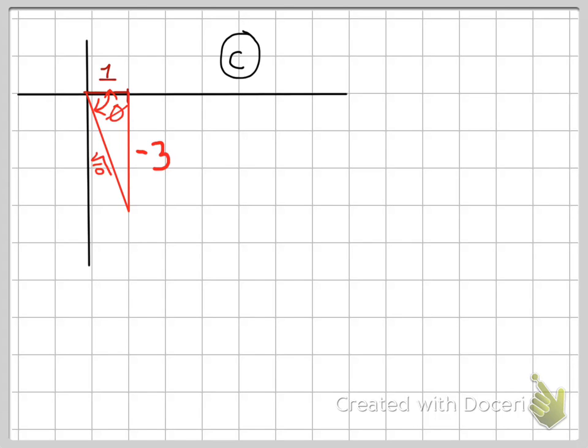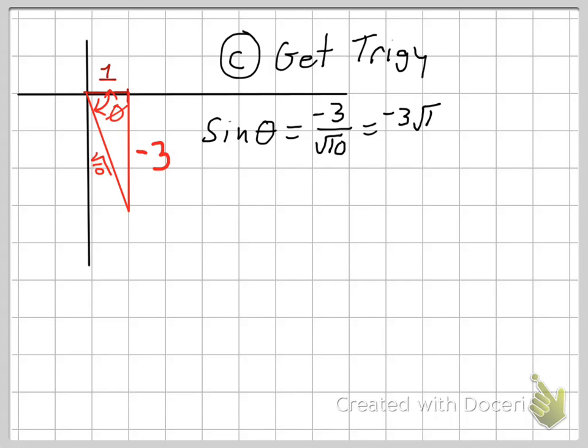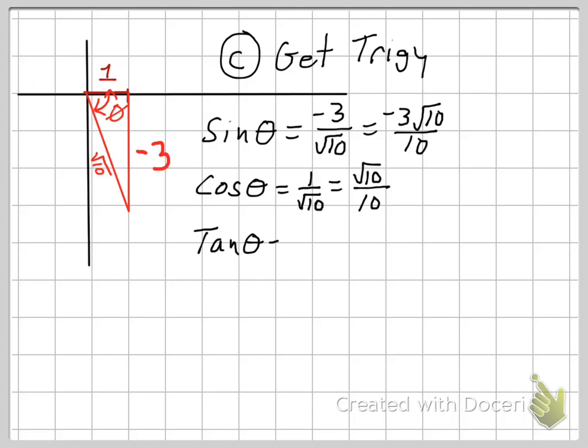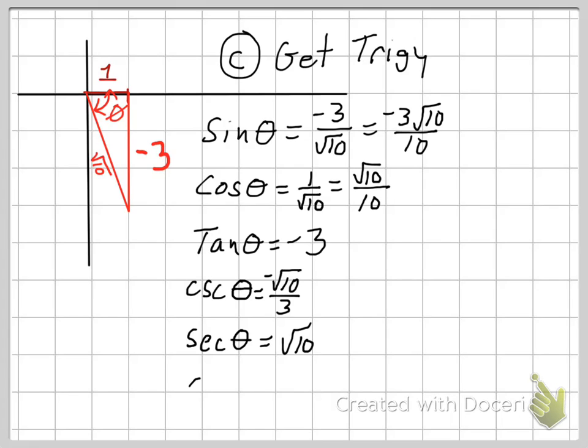Here's our right triangle from our given point 1, -3. And this is what we did in 5.1 and 5.2. All of our functions, make sure you rationalize the denominators. And there's our sine, cosine, and tangent. And then we'll go ahead and get the cosecant, the secant, and the cotangent. Good enough. There's all 6 trig functions.